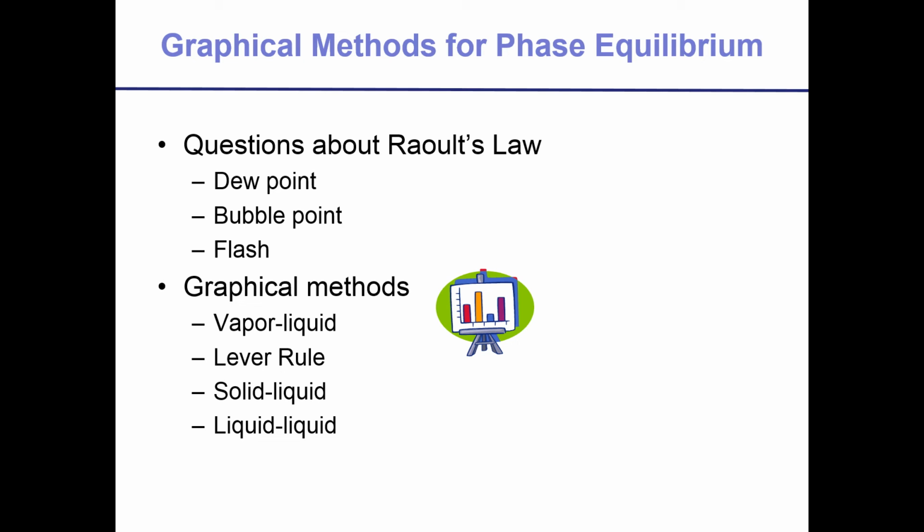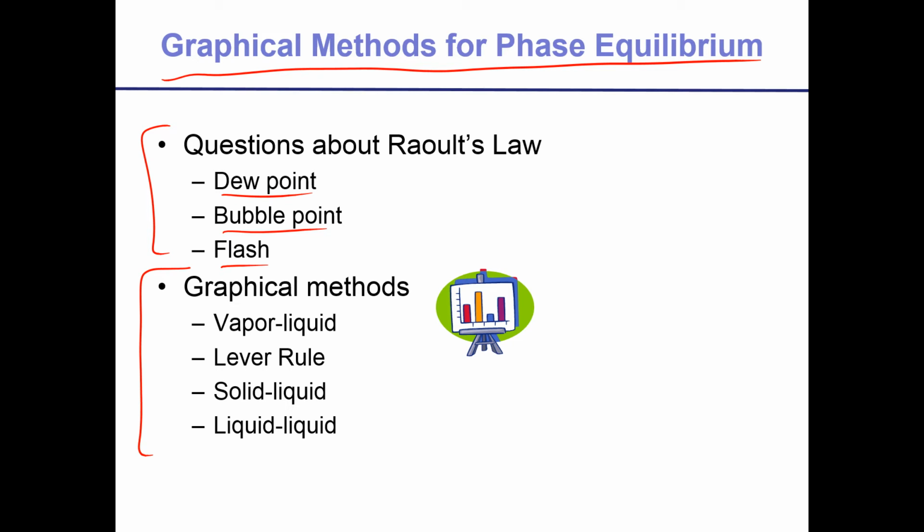Today we're covering some graphical methods for phase equilibrium. We covered in the previous class Raoult's law with dew point, bubble point, and flash, and now we're going to try to do this with graphical methods as well. So we used equations previously.